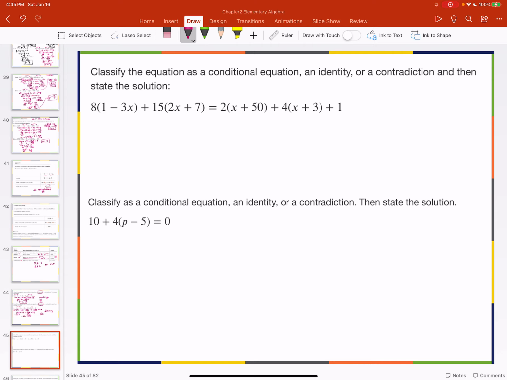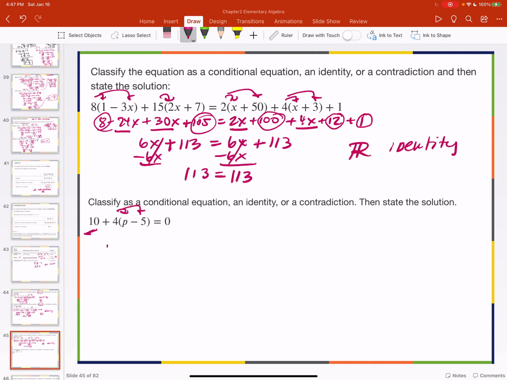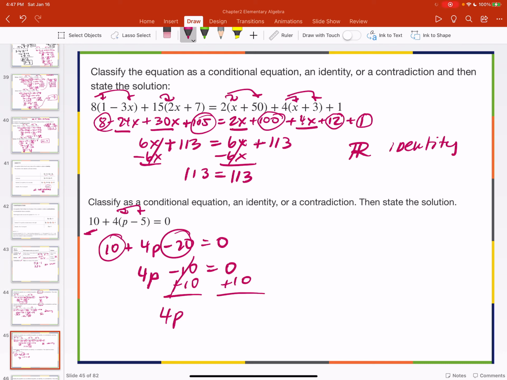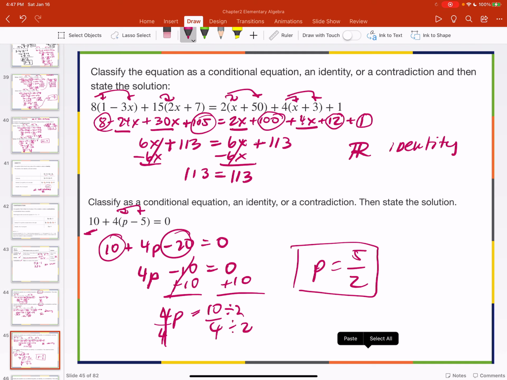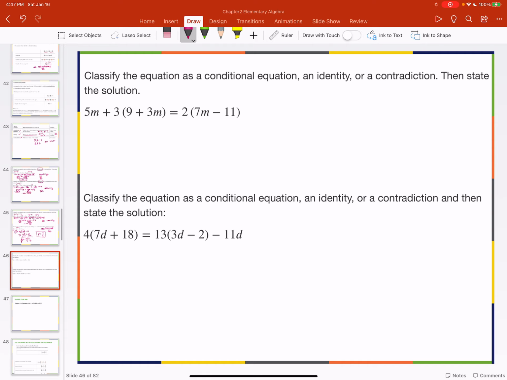Okay, so what about this here? Let's solve for p. So actually, we're going to distribute first. Doesn't really matter, but it's fine. Plus 4p minus 20 is equal to 0. Let's combine like terms. We have 4p minus 10 is equal to 0. So let's solve for p, add 10 to both sides. We get 4p is equal to 10, divide by 4, and reduce, divide top and bottom by 2 because they're both even, so p is equal to 5/2. So we have a single solution, so this is a conditional equation. Okay, we have a couple more.